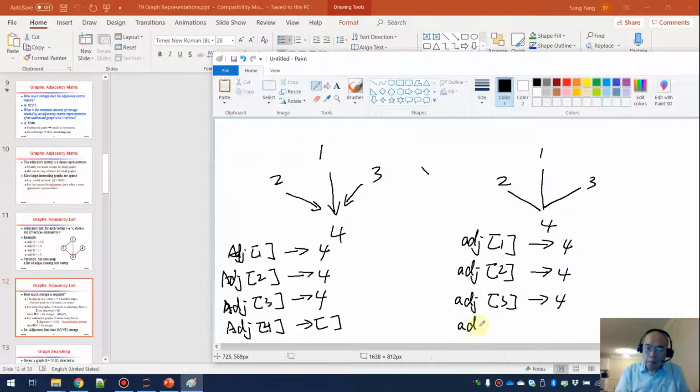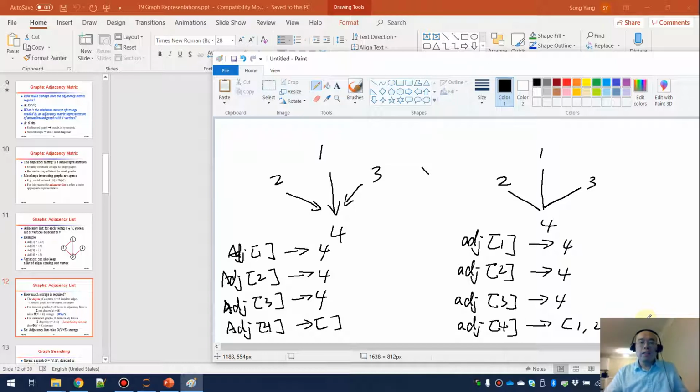But how about the ADJ4? For the ADJ4, 4 is connected to 2, 1, and 3. And because that is an undirected graph, it will be a list of 1, 2, and 3 in this case, right? So this is an undirected graph. So how many nodes are we storing? We are storing 4. So for the adjacent list, there are a total of 4 slots again. And then how many values are we storing in total? We are counting 6, right?